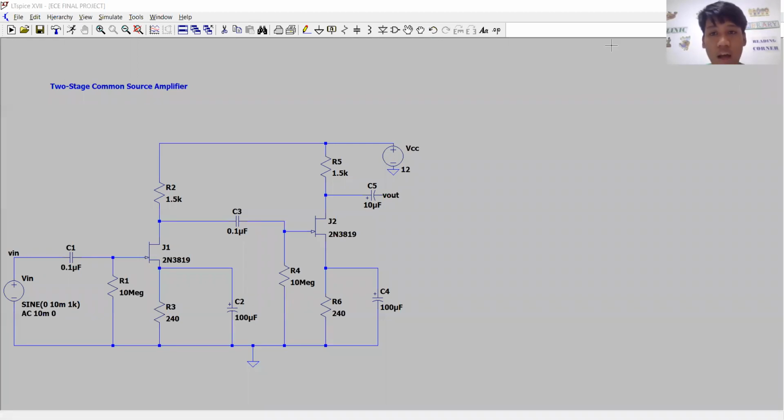Good day. I am Ron Michael L. Nene, and today I'm going to discuss my project. This is a type of field effect transistor called the two-stage common source amplifier.